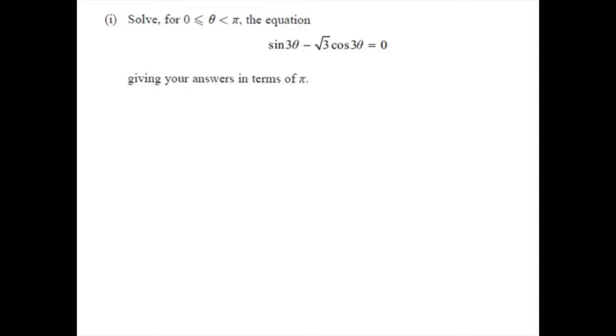The first part of question 8 in this C2 paper is solving a trig equation. A couple of key details to see before we start working on the answers: it says to solve the equation between 0 and pi, which means that we're going to be working in radians. And it says giving your answers in terms of pi. So for this, instead of finding it in degrees and changing it to radians, I would just put my calculator straight into radians mode.